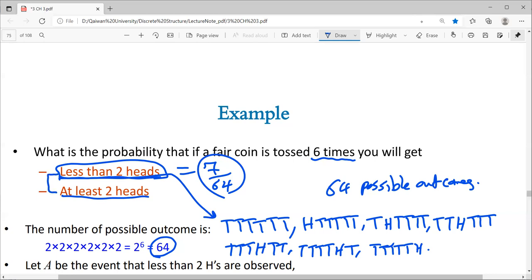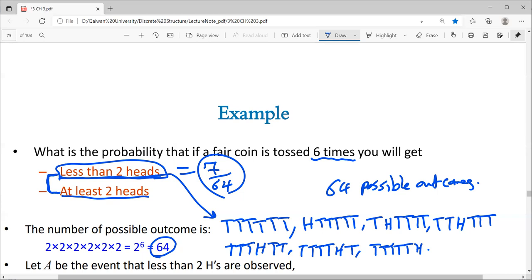Do we have any other possible outcome except these two? Less than 2 heads and at least 2 heads? We have no more possible outcomes. So in flipping the coin 6 times, it's either less than 2 heads or it's at least 2 heads. That means these two are the total outcomes. So the sum of all probabilities is 1.